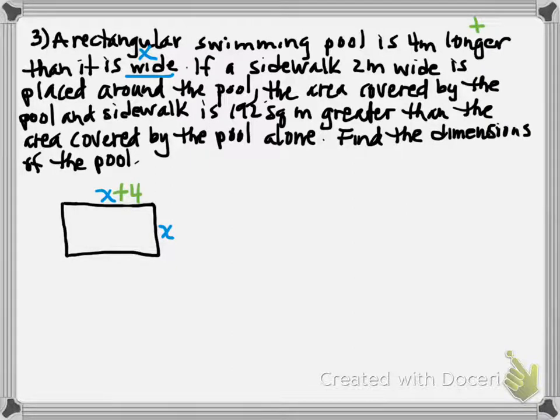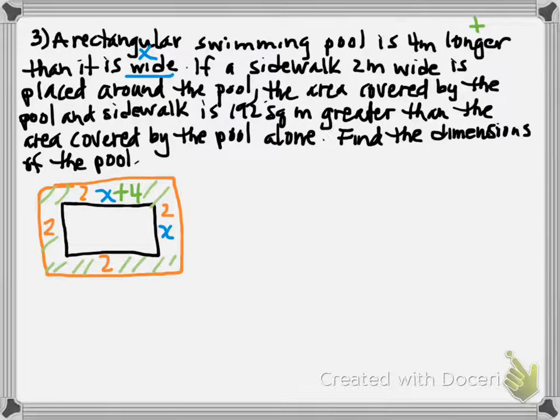Now, this one has a sidewalk that's put all the way around the pool. And so all the way around on all 4 sides. And it told us that it is 2 centimeters wide all the way around. Okay. And the last thing it tells us is that this area is going to be 192 squared centimeters. Now, when we do our chart, we've got pool, so pool and then pool with sidewalk.